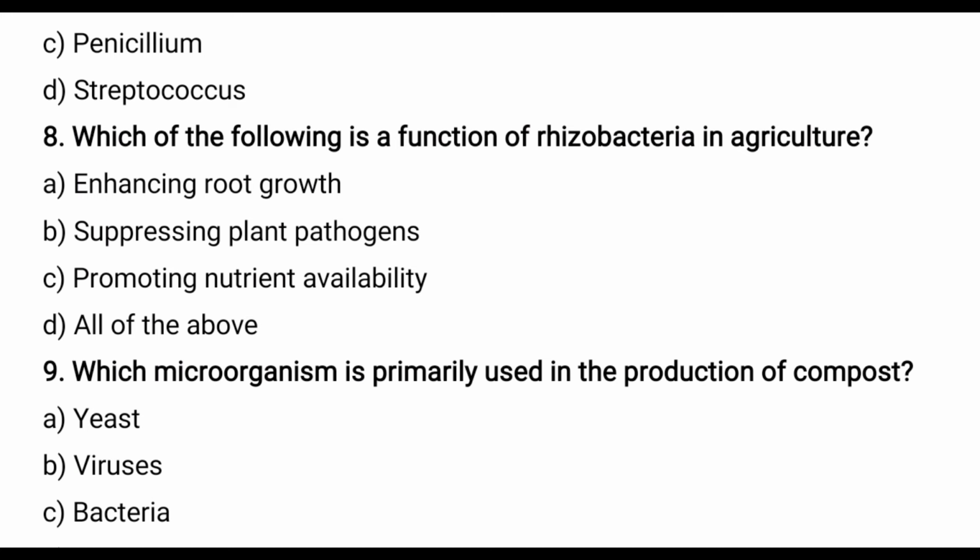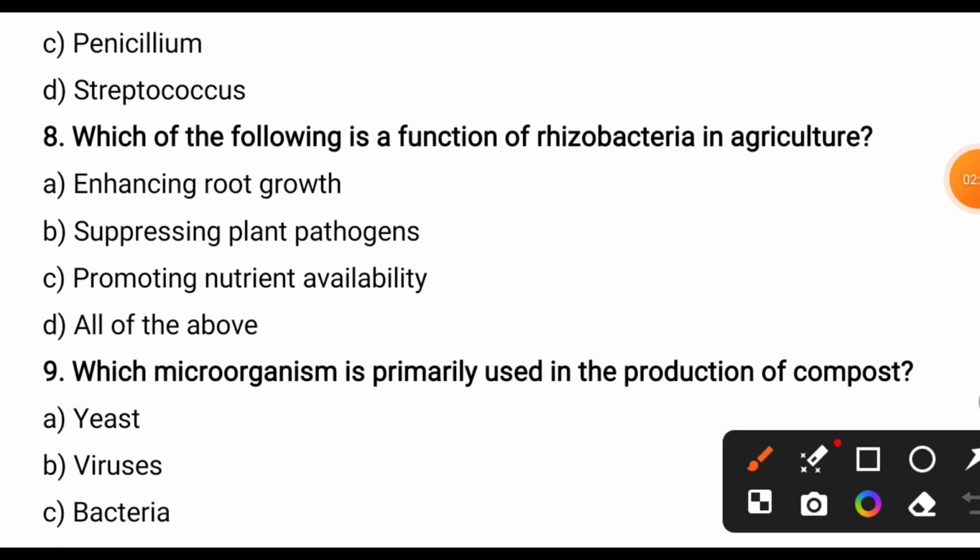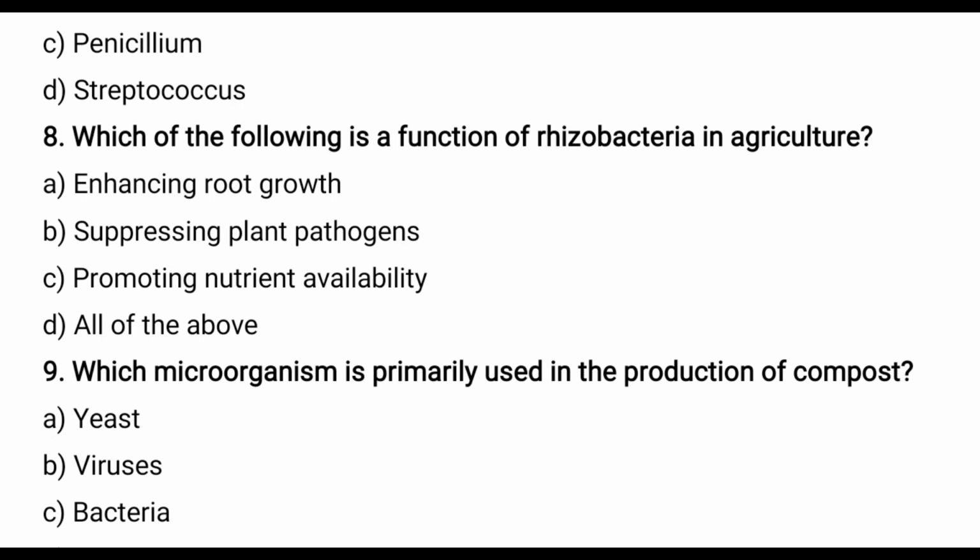Which of the following is a function of rhizobacteria in agriculture? So options are enhancing root growth, suppressing plant pathogens, promoting nutrient availability, all of the above. So for this the correct answer is all of the above. Okay, let's see the next question.